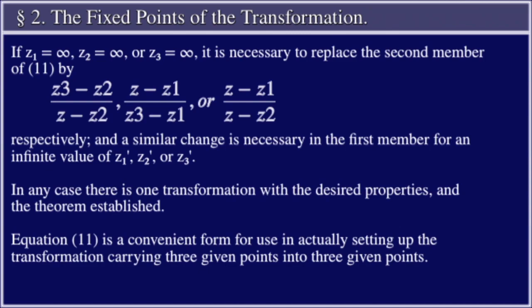Equation 11 is a convenient form for use in actually setting up the transformation carrying 3 given points into 3 given points.